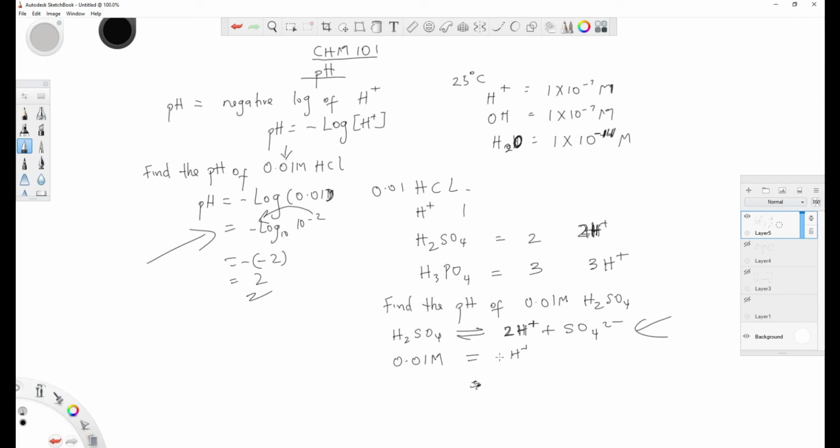Let's do it in the stoichiometry way, so that we can cover stoichiometry also here. Based on the standard, 1 mole of H2SO4 produces 2 moles of hydrogen ion. So now, 0.01 mole of H2SO4 should give what?